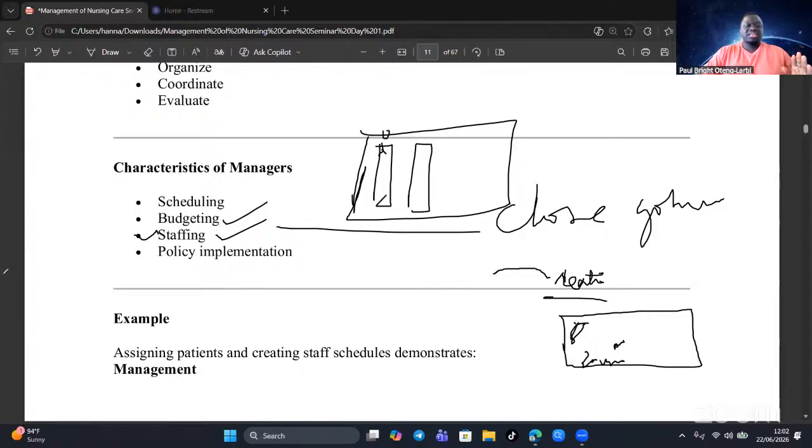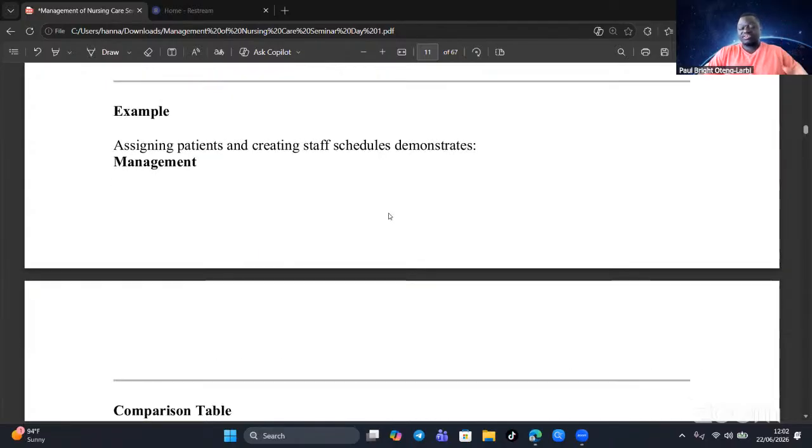Perfect. So a typical example is what? I'm running very fast. Assigning patients and creating staff schedules demonstrate what? Management. That is it. The manager can delegate, saying you, the nurse, you are in charge. The manager is sometimes also a nurse, but in a care home they can choose somebody who has done business management and make him or her a manager. But in hospital settings, on the nursing ward, the manager is always a nurse.